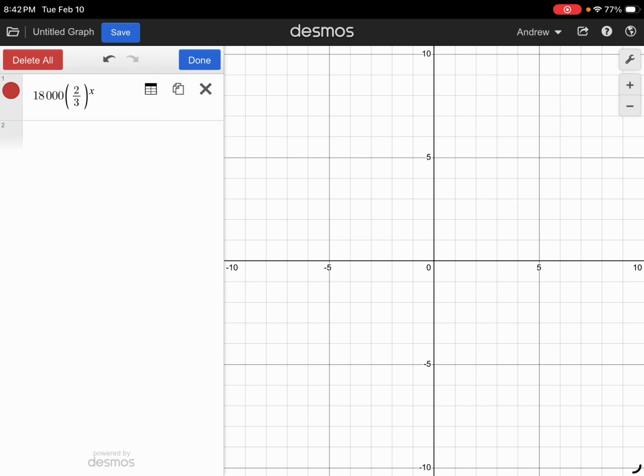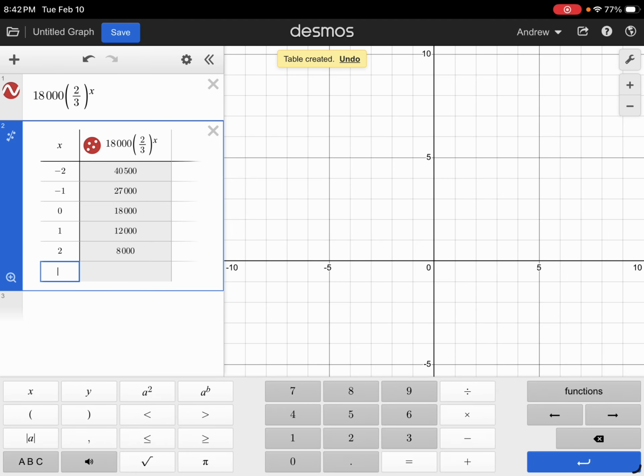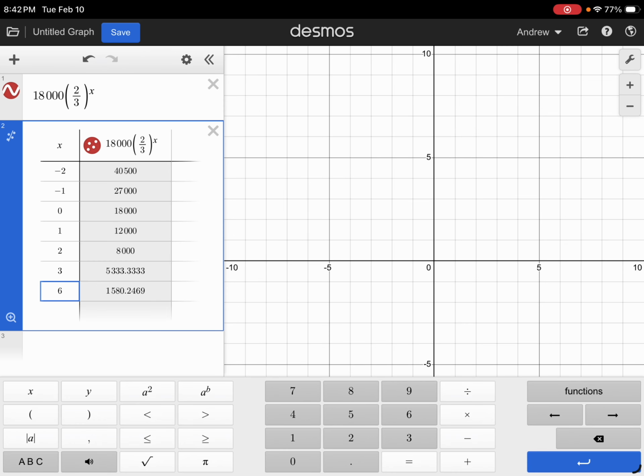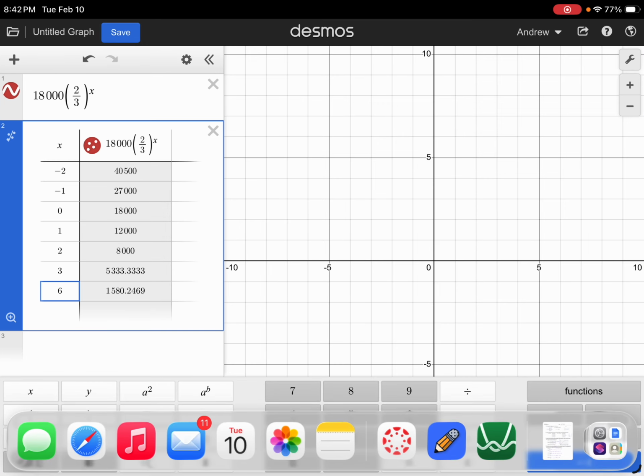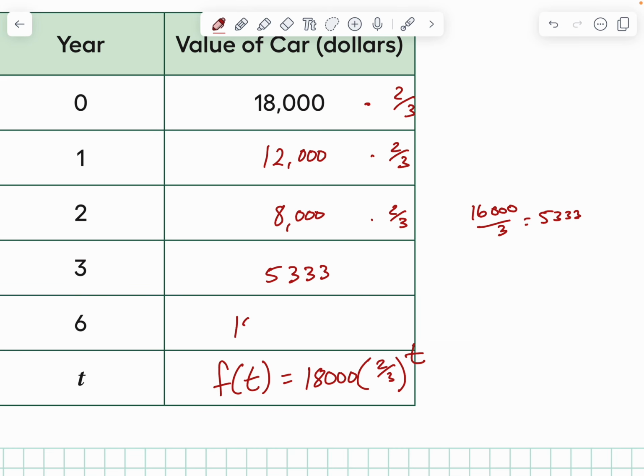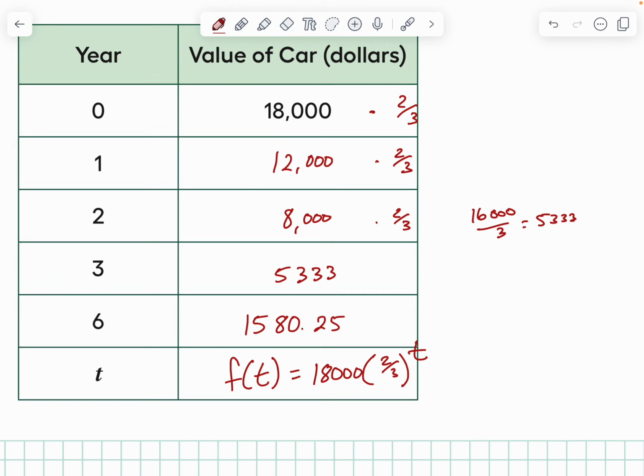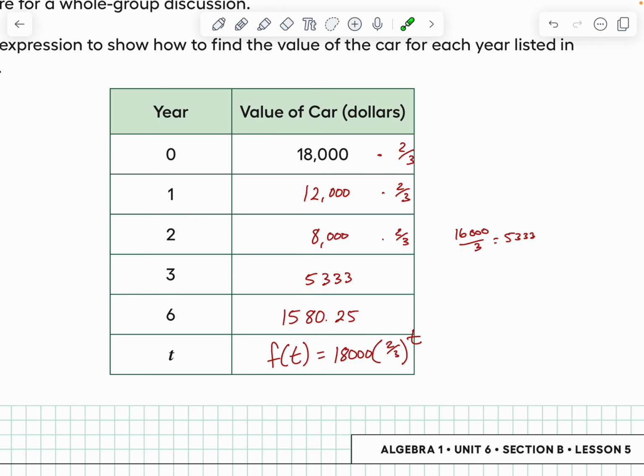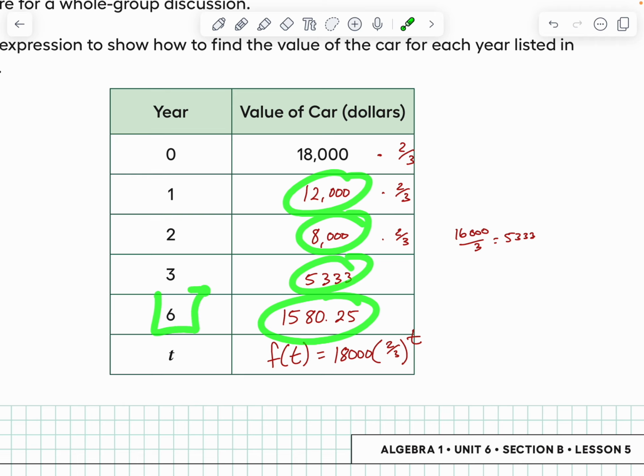Okay, I click my table, and you can kind of see third year, we were right there. Sixth year, $1,580.25. Okay, and so it really starts depreciating the more years that you have it, right? We went from $18,000 for the car, $12,000, $8,000, $5,000, and then just over $1,000 after 6 years.